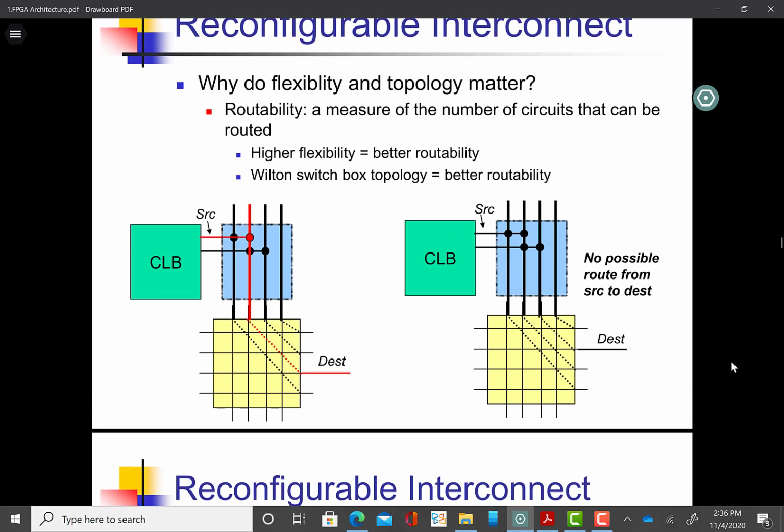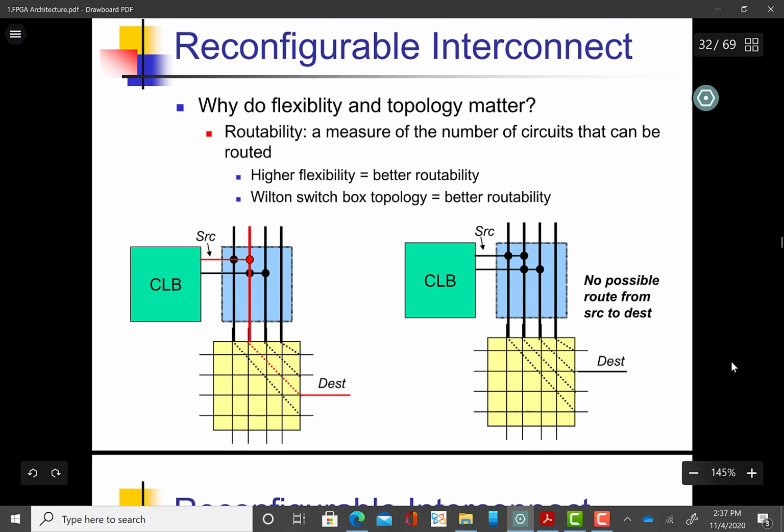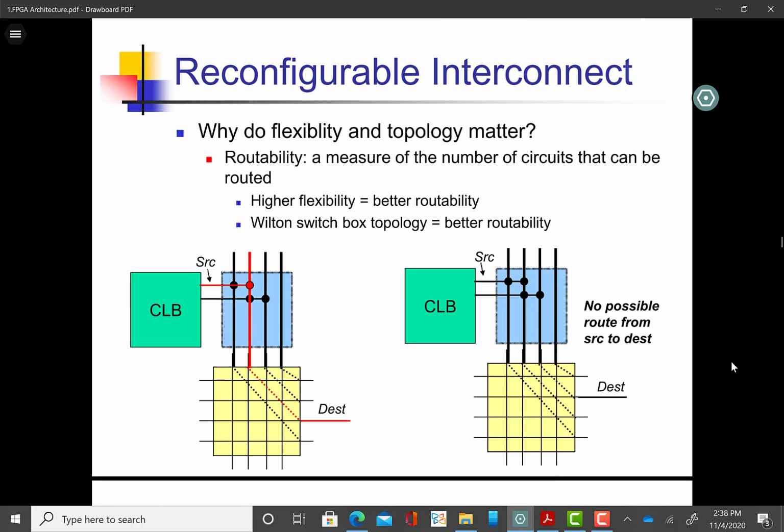So why do flexibility and topology matter? The most important result of these parameters is what is called routability, and it is a measure of the number of circuits that can be routed.